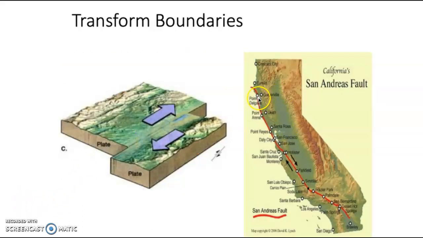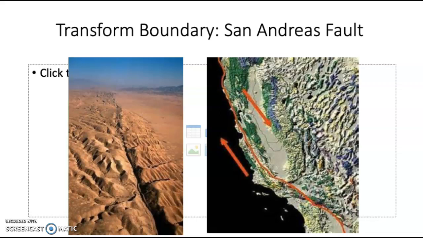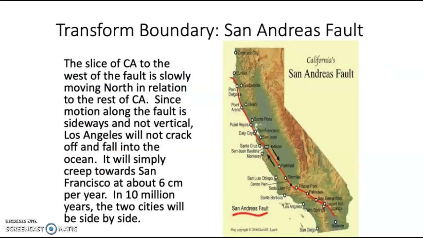The San Andreas Fault in California is an example of a transform boundary. You have one plate that's moving up and the other one's moving down. It's another illustration of that San Andreas Fault. You can see it here.